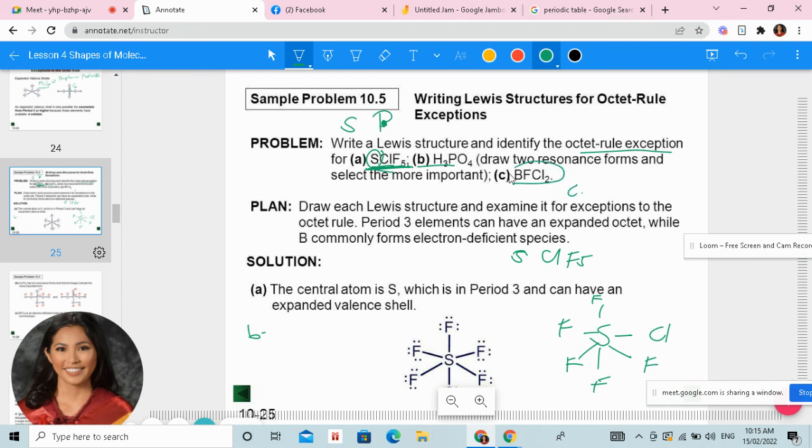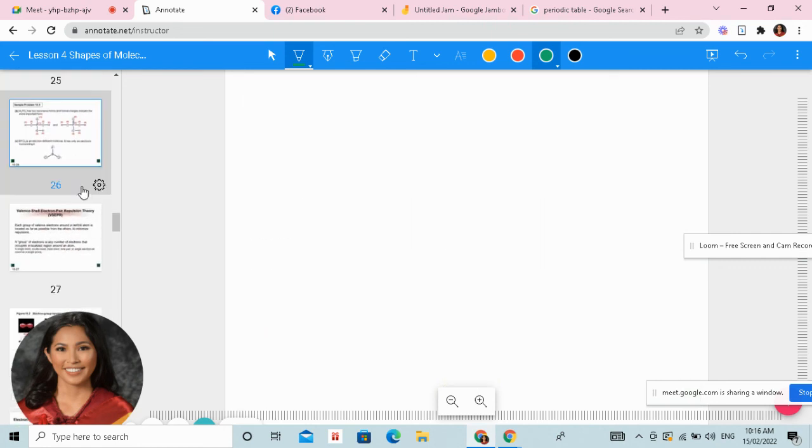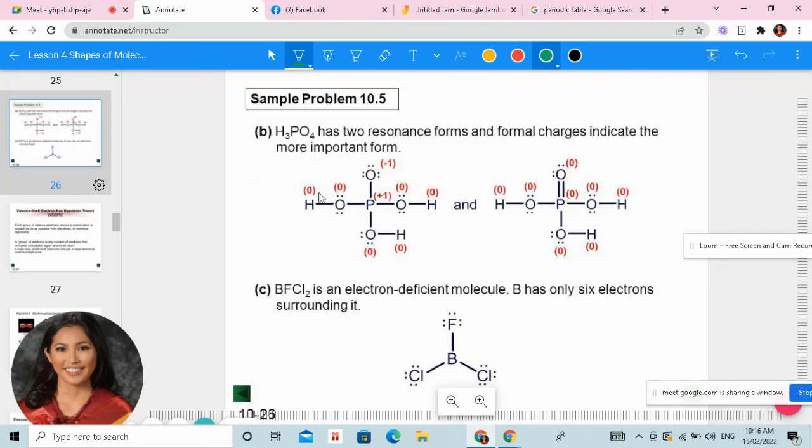So, which are the exceptions in BFCl2? Boron. Okay, let's put boron at the center. Then F, then you have Cl, Cl. We have F, and then Cl2. So we can have that structure. Then, letter B, H3PO4.